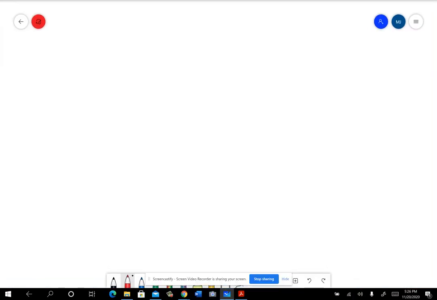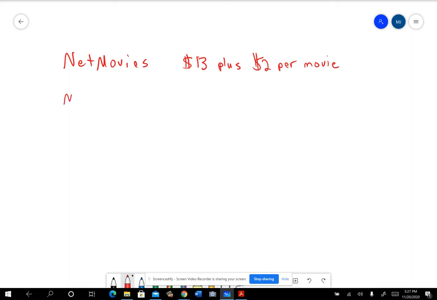I'm looking at that intro problem. We had two movie companies. Net Movies charged a monthly fee of $13 plus $2 per movie. And then Movies Galore had a different rate. They charged more for their monthly fee, but then less per movie. They only charged $1 per movie.